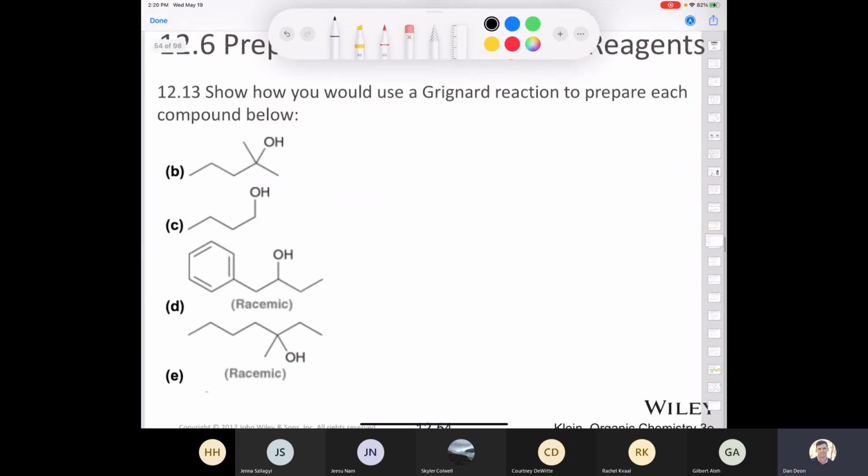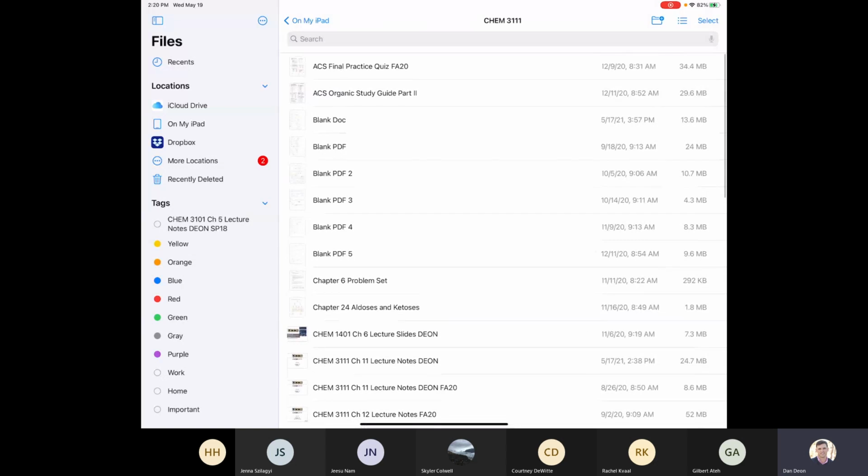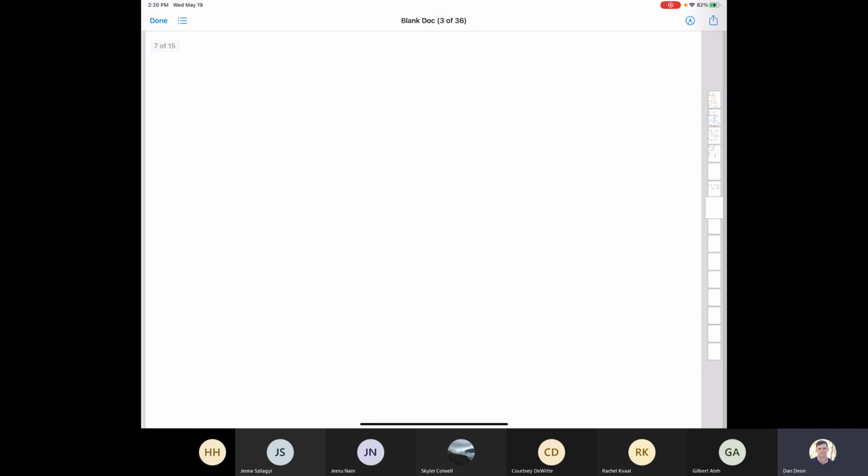The first question that I want to take a look at is question 1213. It says, how would you use a Grignard reaction to prepare each of the compounds shown below? Well, I'm going to move over to a blank document just so I have enough room to tackle this. Let me see here. There we go. Let's find some blank space here.